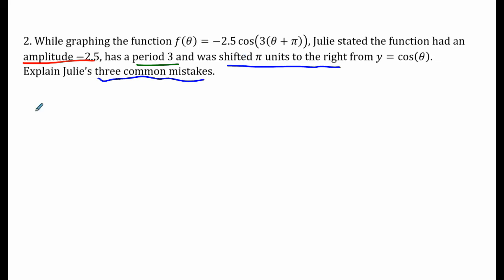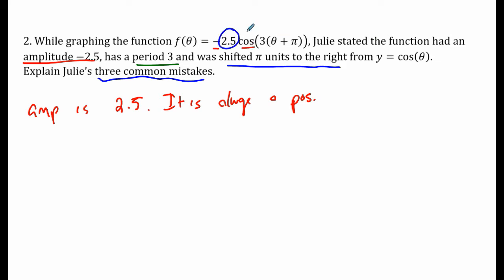The amplitude is just 2.5. It is always a positive number. That negative is just telling me I have a negative cosine curve. My amplitude is just that number there of 2.5. So the amplitude is 2.5, it's always positive. It's a distance that we're measuring, and distances are always positive.